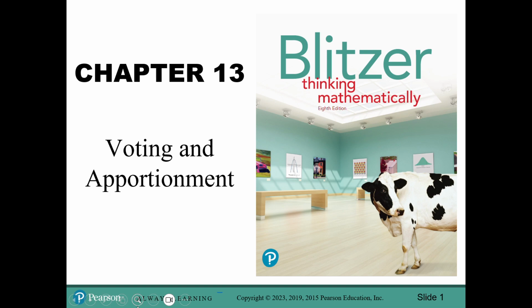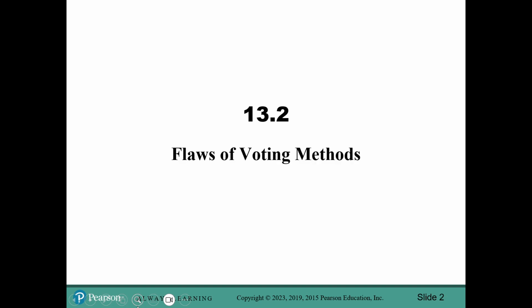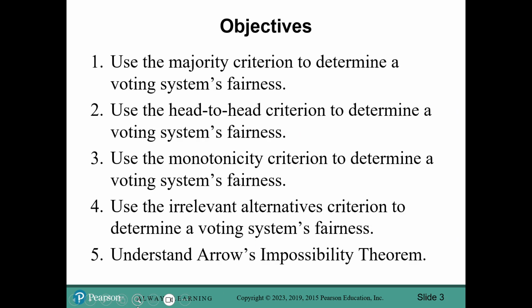Hello class, today we will continue chapter 13, voting and apportionment, with 13.2 flaws of voting methods. Our objectives today are to use the majority criterion to determine a voting system's fairness, use the head-to-head criterion to determine a voting system's fairness, use the monotonicity criterion to determine a voting system's fairness, and use the irrelevant alternatives criterion to determine a voting system's fairness, and to also understand Arrow's impossibility theorem.